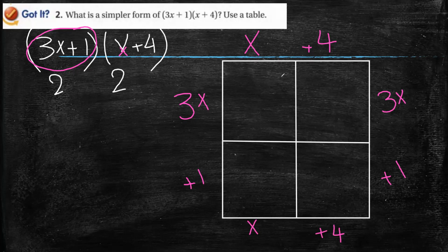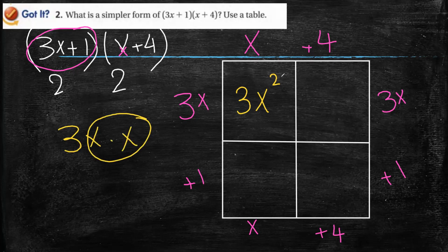Now look at the first rectangle. Which two monomials are surrounded by it? x and 3x. Is it right? Yes. If you multiply them, you will get 3x squared. As you know from chapter 7, why 3x squared? Because if you multiply x by x, the two exponents will be added. That's why I say 3x squared.